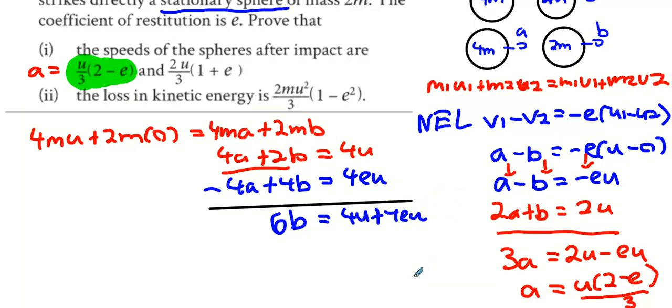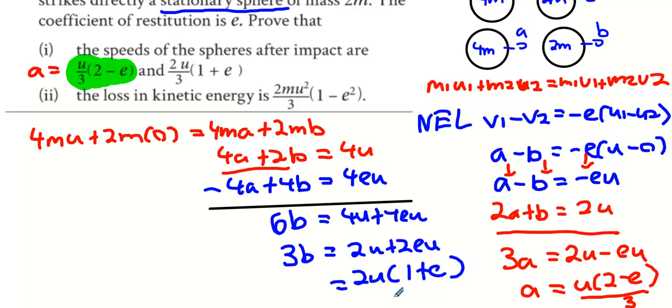Okay. What happens if we divide both sides by 3? Or by 2, I mean. B equals 2U plus 2EU. Factorize out the 2U and we get 1 plus E, and then put the 3 underneath, and we see that our answer is actually the same as theirs. So you can see the routine is exactly the same, isn't it? It's just that there's letters.